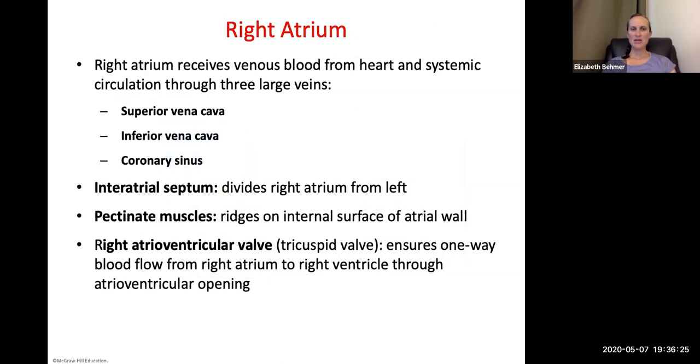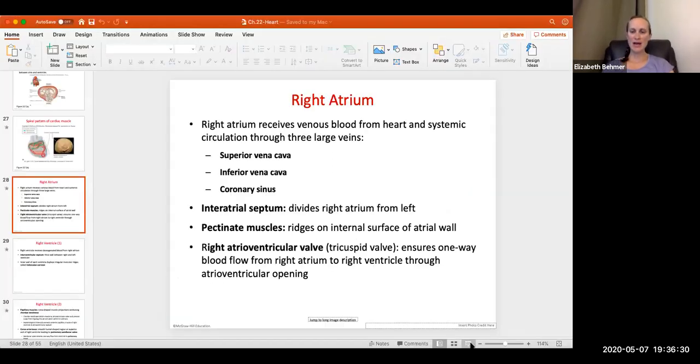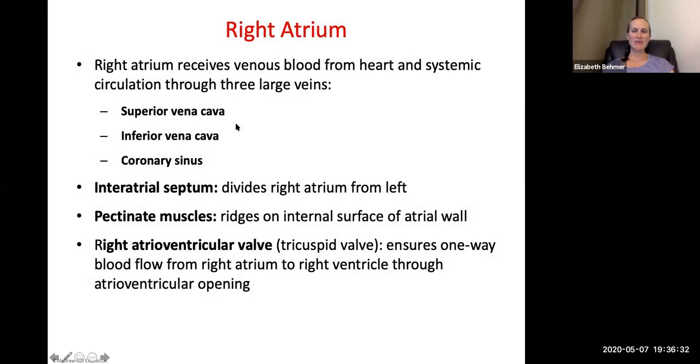Okay, so here we have a little more information about the right atrium and where it receives blood from. I've talked a lot about this before, but this takes you through what we talked about. It receives blood from your superior and inferior vena cava and the coronary sinus, which drains blood from the heart. There's an interatrial septum, which is a wall between the atria themselves. There are pectinate muscles, which are ridges on the internal side. The right AV valve, the tricuspid valve, ensures one-way blood flow from the right atrium to the right ventricle.